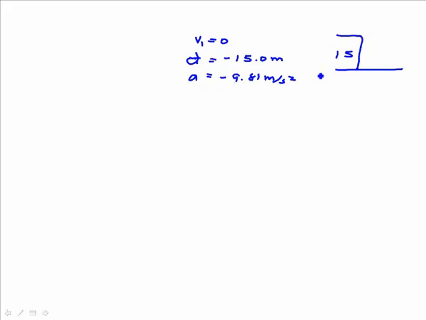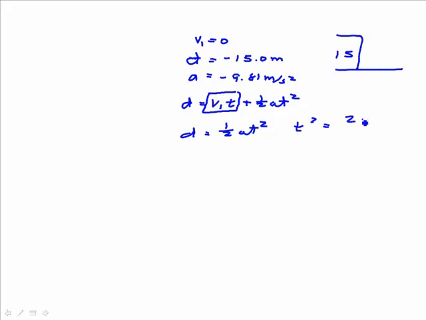And of course in A they ask how long does it take to hit the ground. So of course, d is equal to v_i t plus 1/2 a t squared. This is a nice question to start with, because the initial velocity is 0, so this term is equal to 0. And so d becomes equal to 1/2 a t squared.